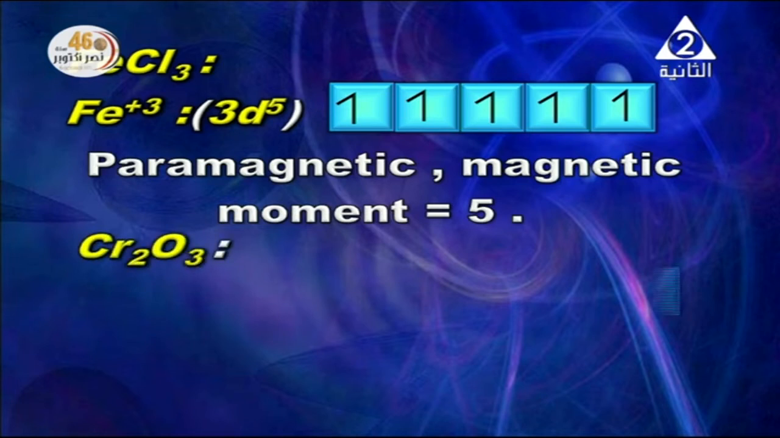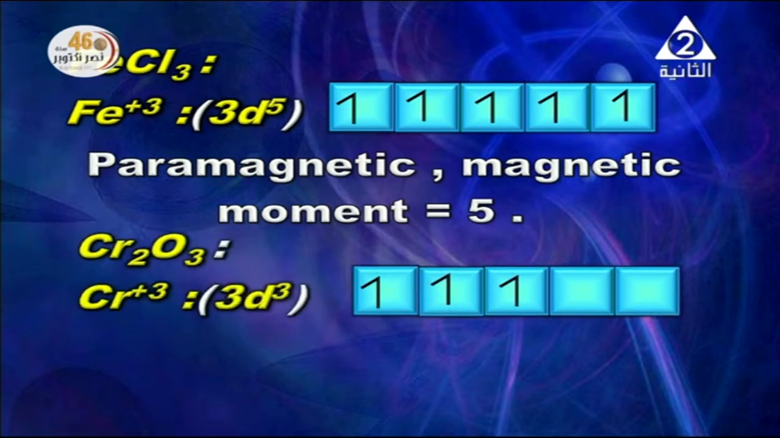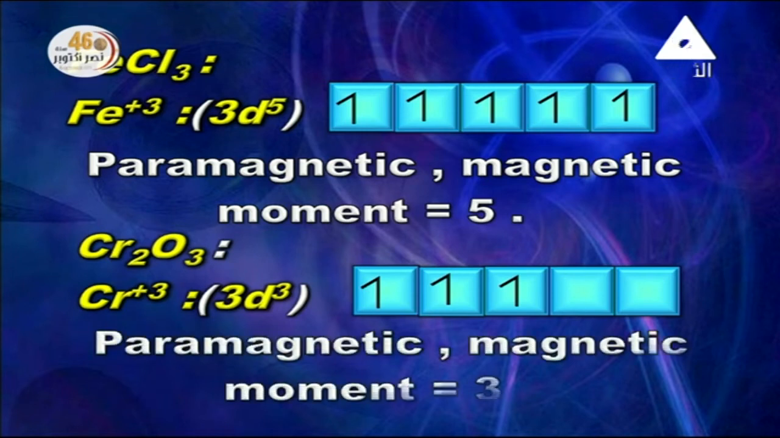And in chromium(III) oxide, the chromium positive 3, we know, my dear students, that chromium has atomic number 24. So when writing the electronic configuration of chromium, which is abnormal, argon 18 4s1 3d5, and by losing the 3 electrons, it will be argon 18 4s0 3d3, and so it has 3 unpaired electrons. So it is also paramagnetic and its magnetic moment equals 3.